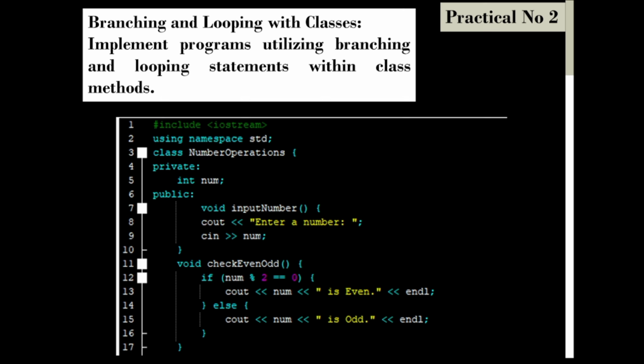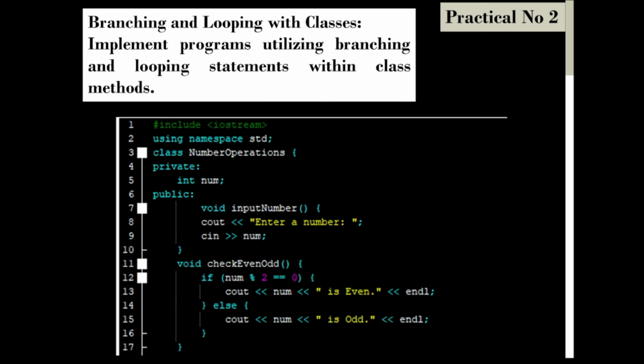Let's begin. #include <iostream>, which includes the iostream library to enable the input and output operations, that is cout and cin. Using namespace std, we can allow direct use of cout, cin, etc. without writing std::.